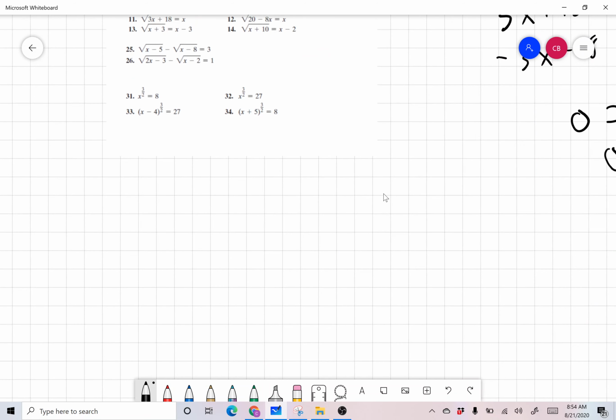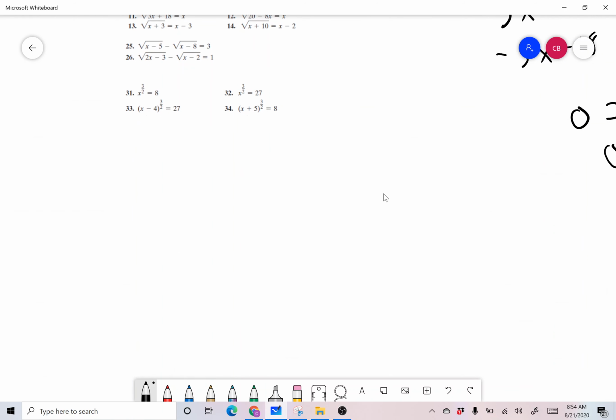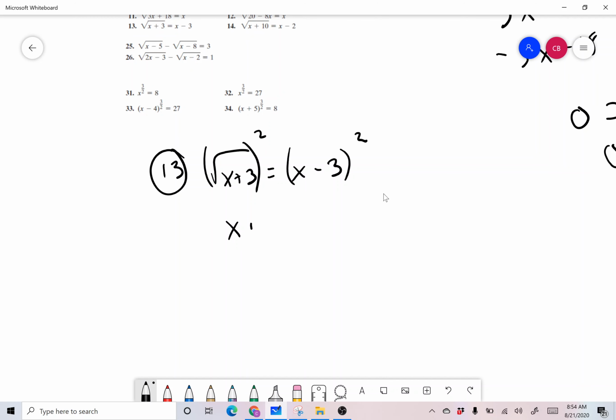All right, so let's do number 13. So we have square root of x plus 3 is equal to x minus 3. All right, so the radical is isolated. We're going to square both sides. Notice I'm putting parentheses. You should too. This is x plus 3.